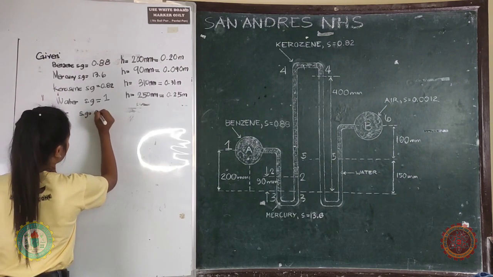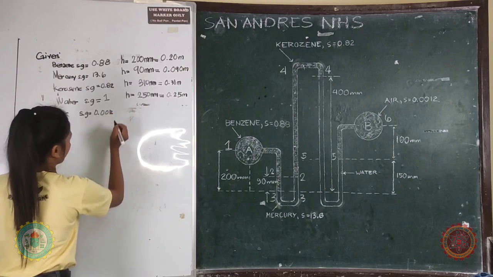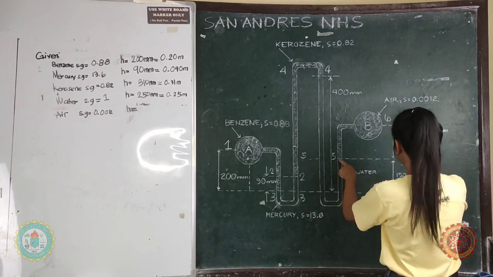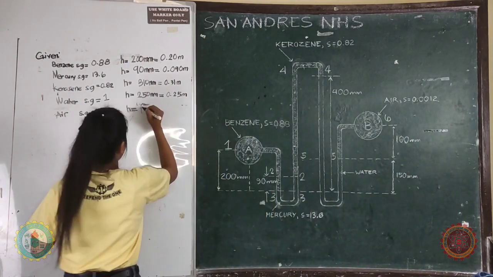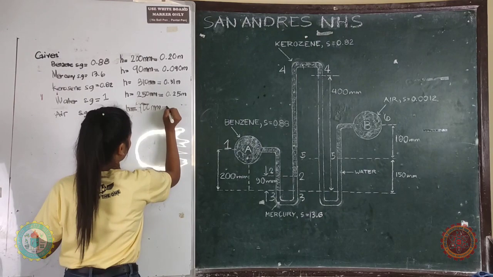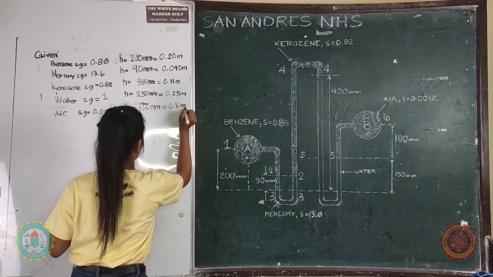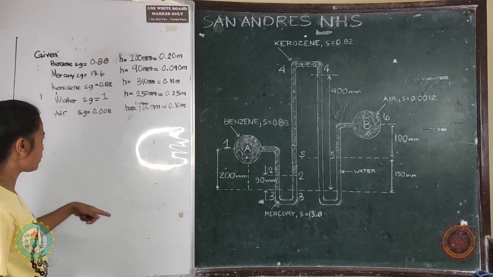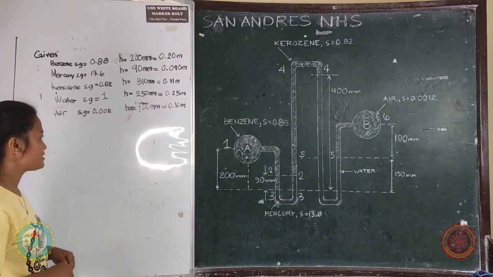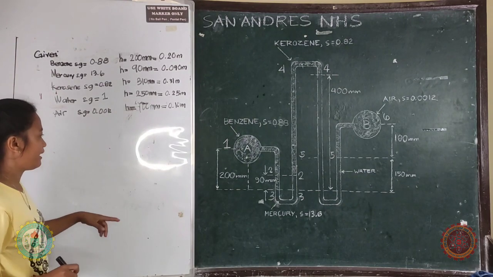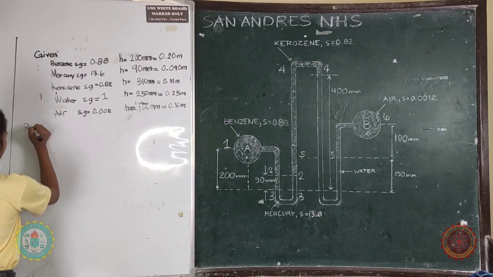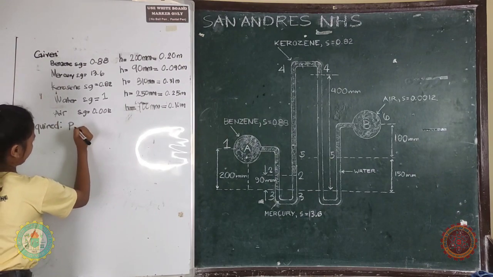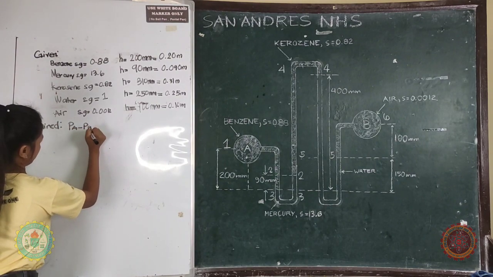The specific gravity of air is 0.0012. Its height, starting from here, is 100 millimeters, which is equal to 0.10 meter. So, let's proceed to what is asked in the question. What is asked is the difference in pressure between point A and point B.